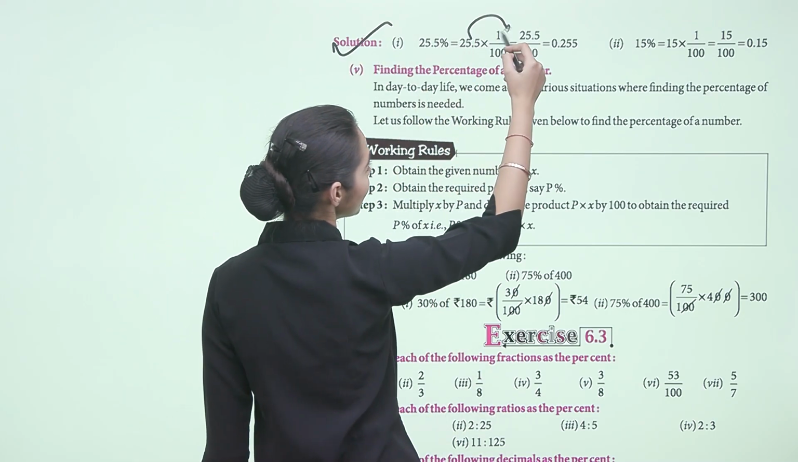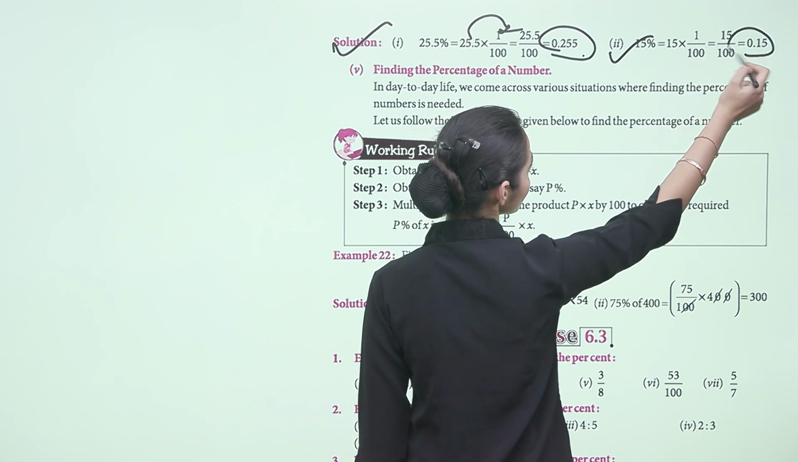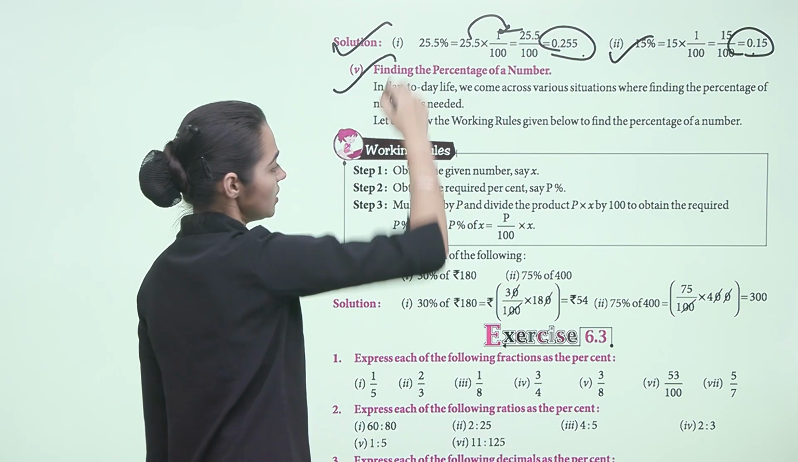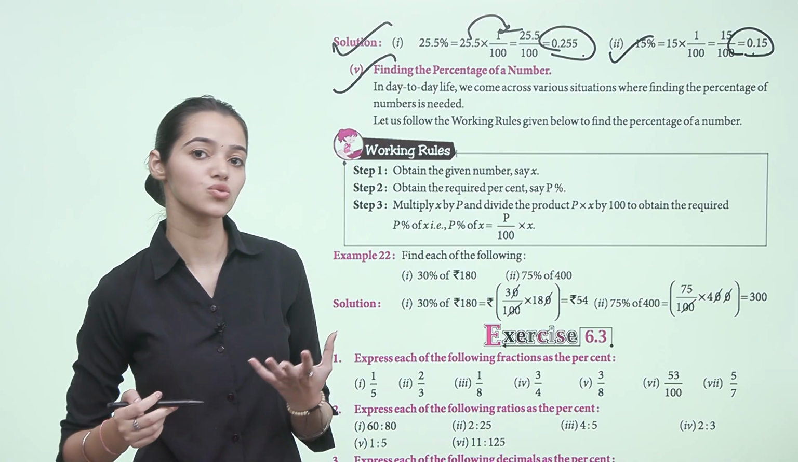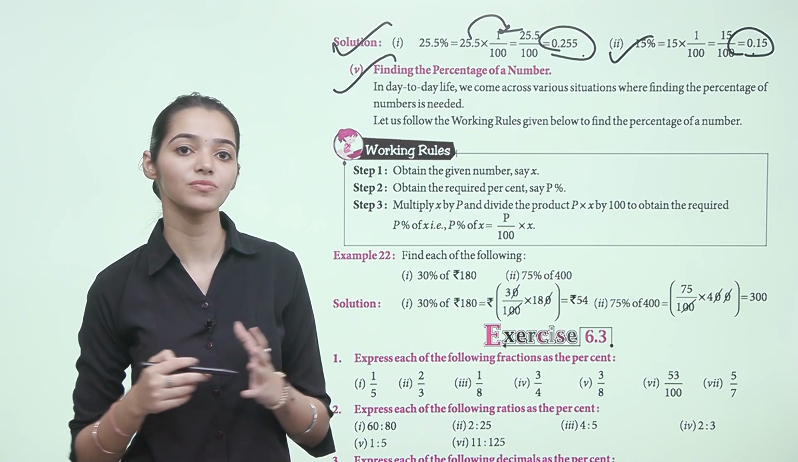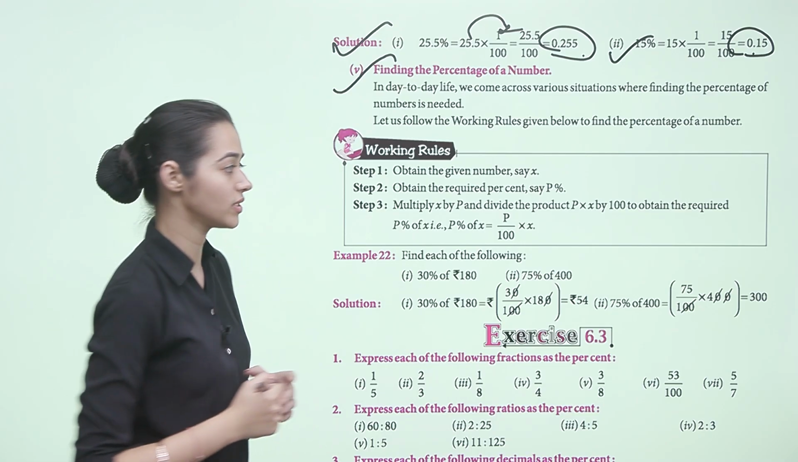So we will divide it by 100, this is 0.255, and when we divide it by 100 it is 0.15. Now how can we find the percentage of a number? In day-to-day life, we come across various situations where we need to find the percentage of a number. Now let us look at the working rules for how we can find the percentage of a number.